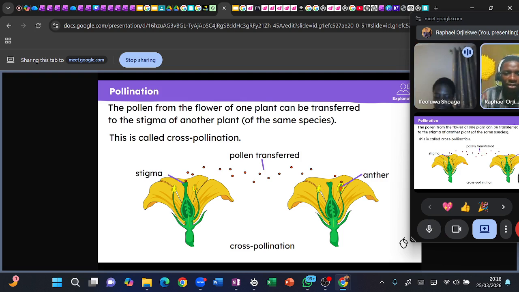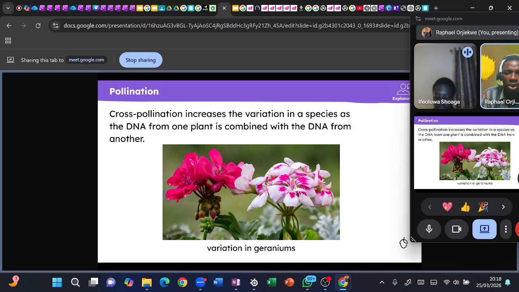And there we have cross pollination has taken place. And so cross pollination can lead to something like this. And this also happens in plants. You must have heard of asexual and sexual reproduction. Have you heard of that before?